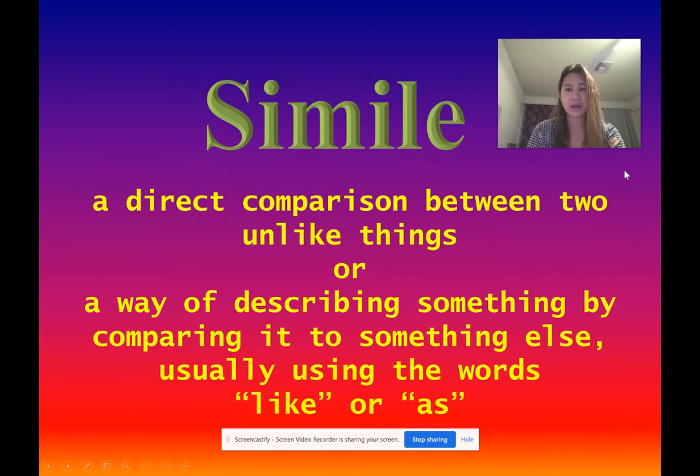A simile is a direct comparison between two unlike things, or a way of describing something by comparing it to something else, usually using the words like or as. I feel like this is the easiest literary device because of the use of the word like or as. You will see it right away, and you'll know that it's comparing two unlike things. They're totally different things, but the author is looking for their similarities and using the word like or as to compare these two things.